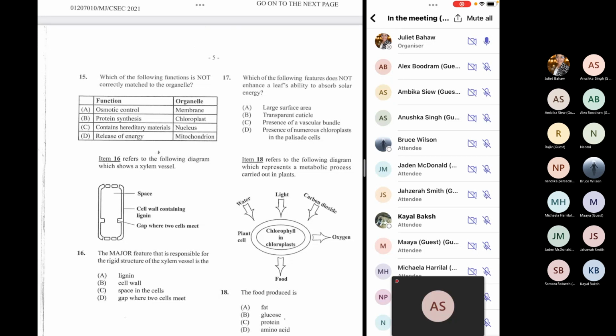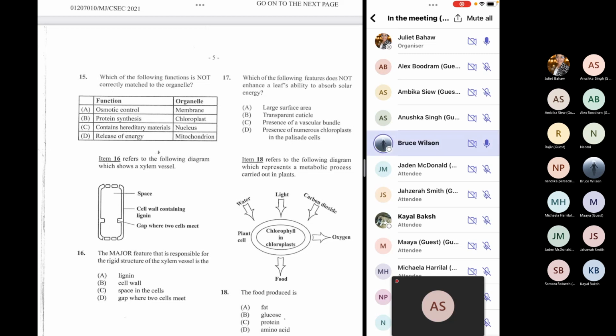Yes, protein synthesis for chloroplast. Chloroplast, remember, is concerned with making food and making glucose. All right. Next one, 16, Bruce.